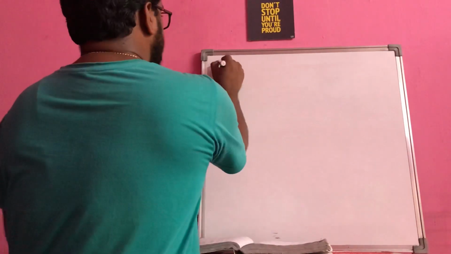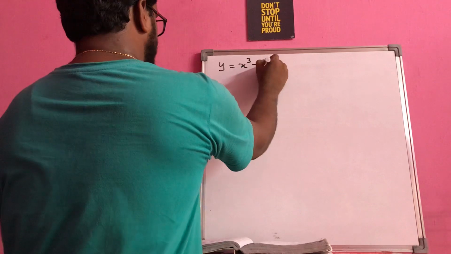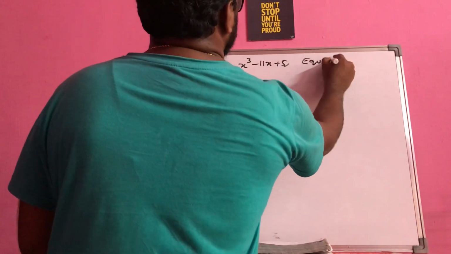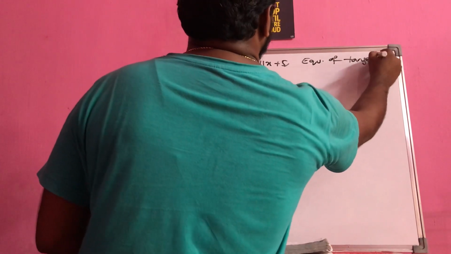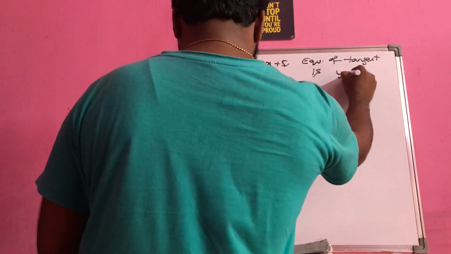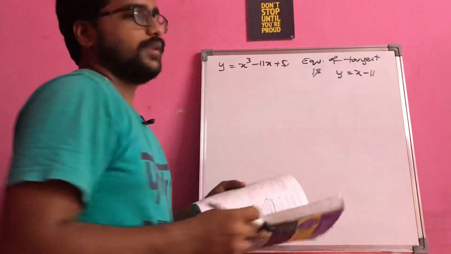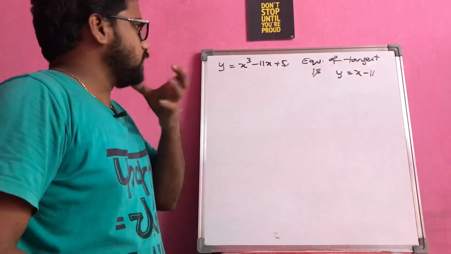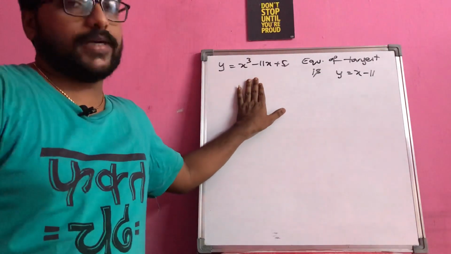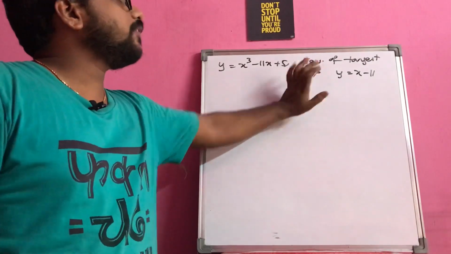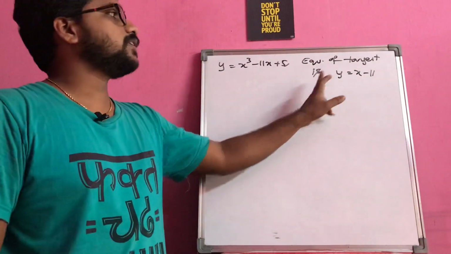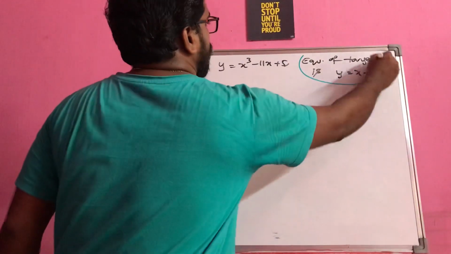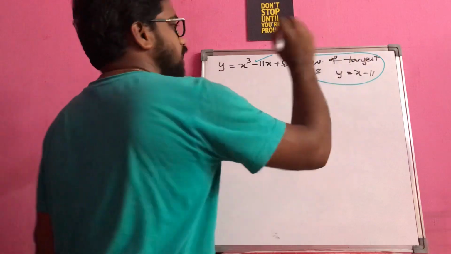Find the points on the curve y is equal to x cube minus 11x plus 5 at which the equation of tangent is y is equal to x minus 11. Now try to understand here. This is the curve they said. They are asking you to find the points. You are given the equation of a tangent, y is equal to x minus 11. So that means for this particular curve, the equation of tangent is this one.